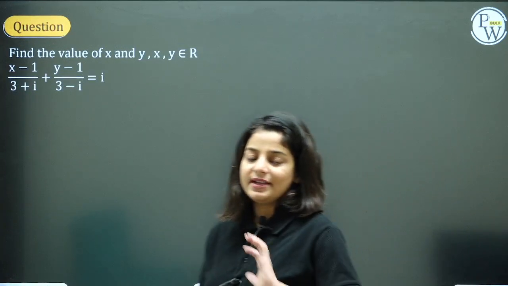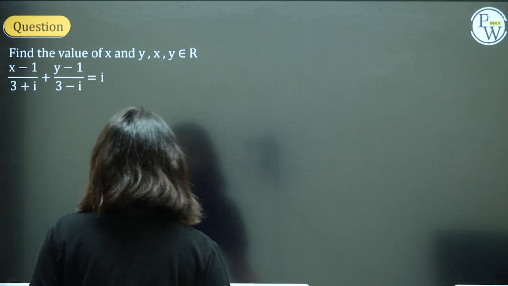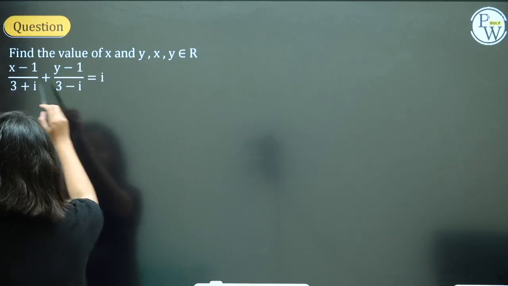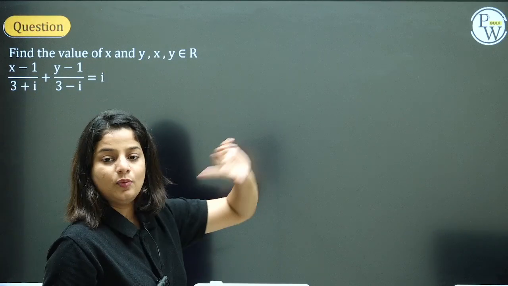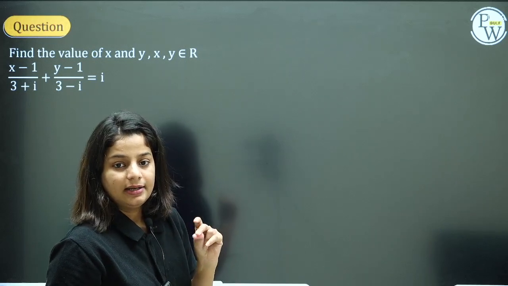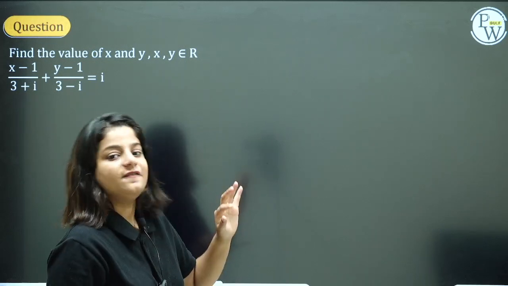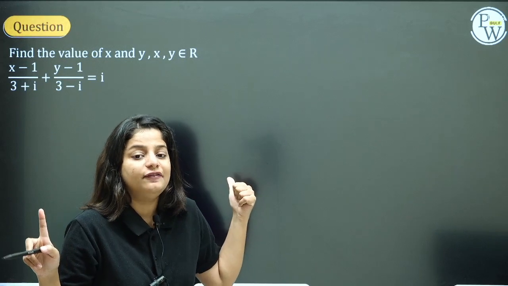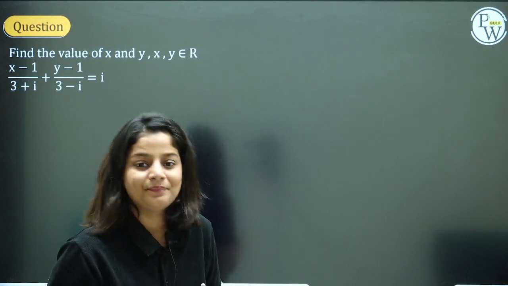Find the value of x and y. x, y belong to real numbers. Again a solving question. LHS is given to be equal to i. RHS is i. Simplify the LHS. It is not in the standard form. Bring it in the standard form.